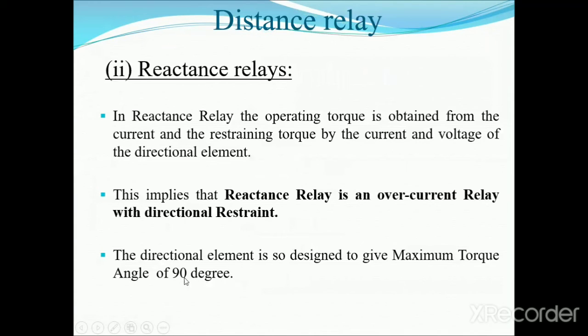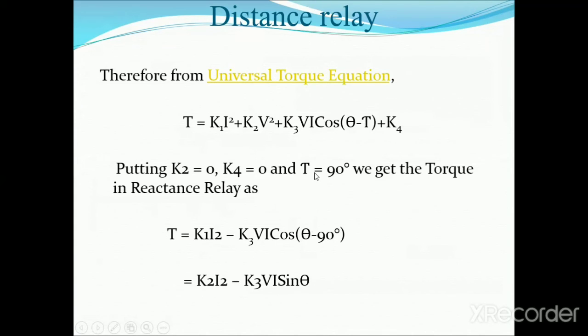Because tau equal to 90 degrees means that the directional element is so designed that the maximum torque angle is 90 degrees. In the case of the reactance relay, the directional element is designed for the angle of 90 degrees. That's why tau is equal to 90 degrees, and the voltage term, the negative voltage directional element, will be equal to 0. Then the torque T equals K1 I square.